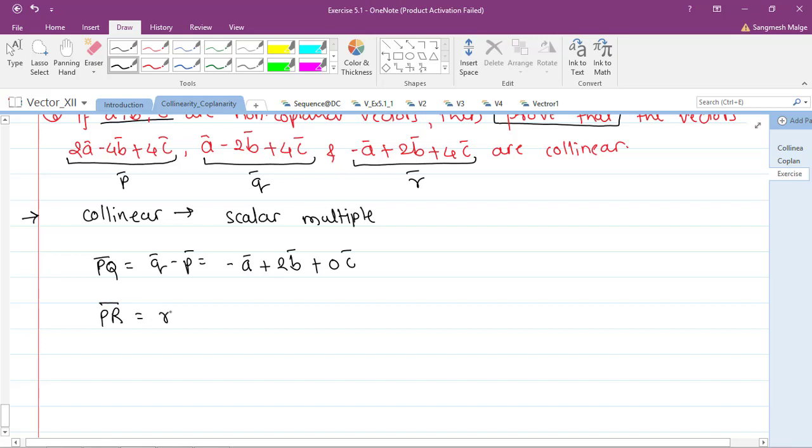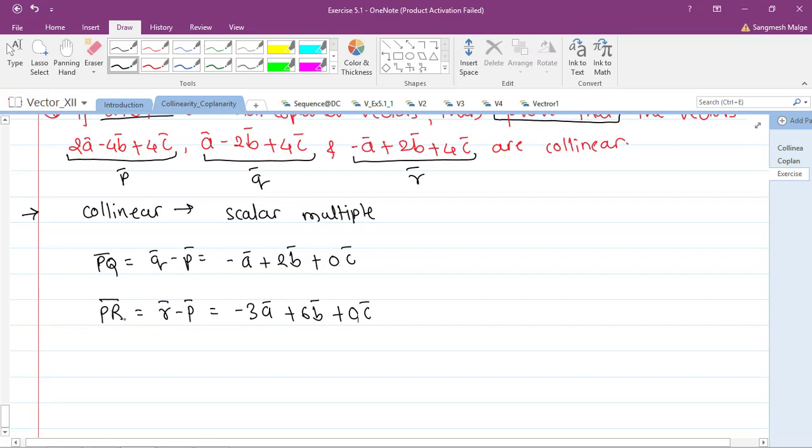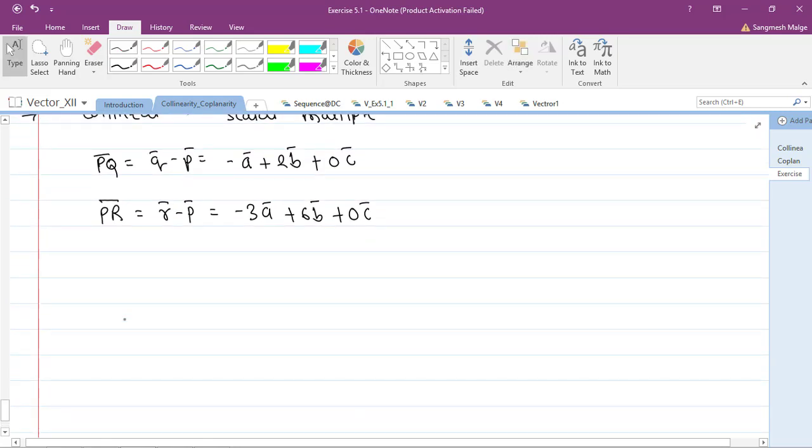PR bar is equal to R bar minus P bar, which is, see, minus A minus 2A, it becomes minus 3A bar. 2 minus minus plus 4, it is plus 6B bar. And 4C minus 4C is 0 C bar. Okay, so PR bar and PQ bar you have. Now let's check the scalar multiple of these two vectors. So do we have any scalar multiple? So PQ bar is equal to M into PR bar.